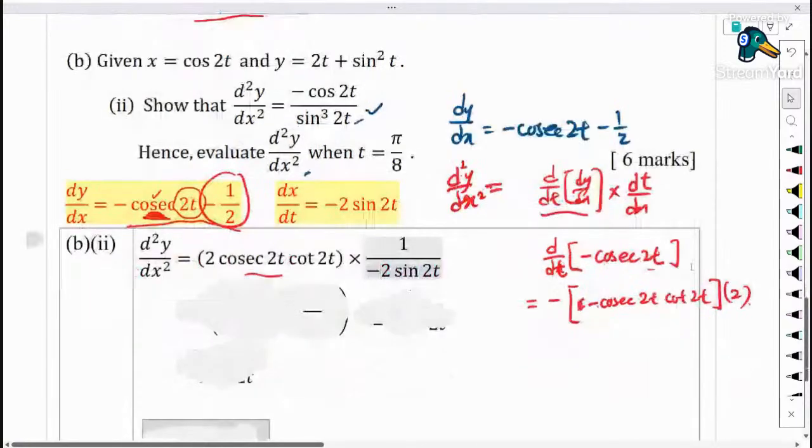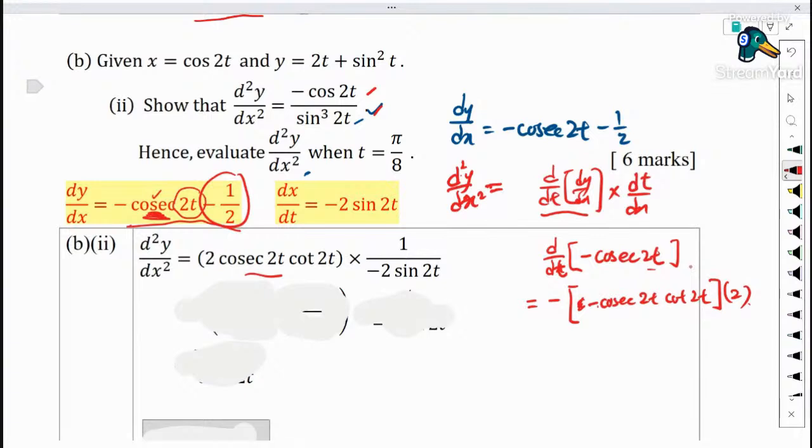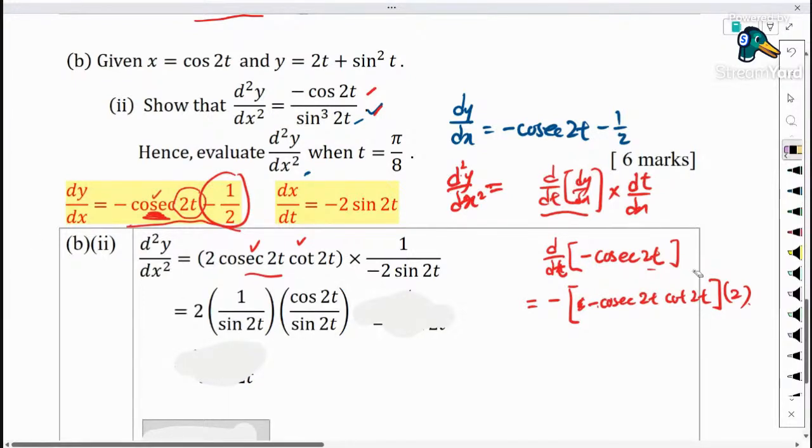Reaching here, we don't want to leave it in this form for the final answer. We want to leave it in the form of cos and sine as required by the question. So the cosecant and cotangent, let us convert into terms of sine and cos. This is what I have for the cosecant and also cotangent. Then the terms behind here, dt/dx, don't forget.